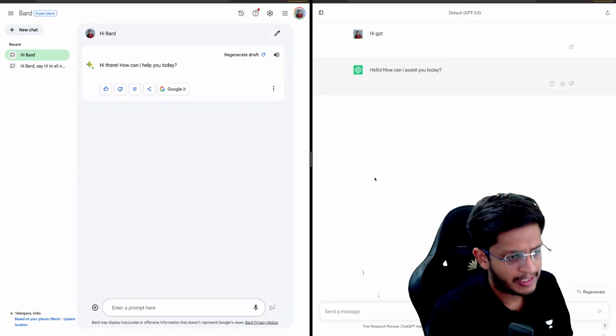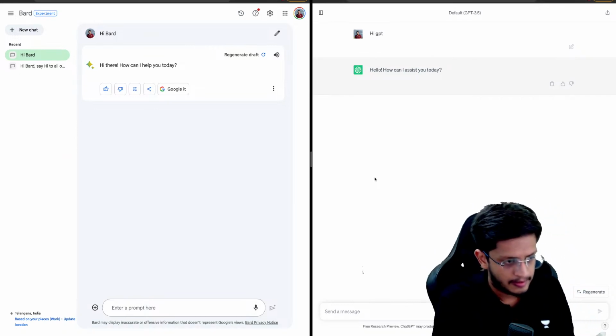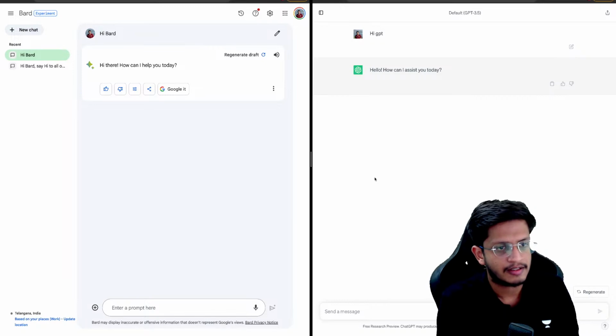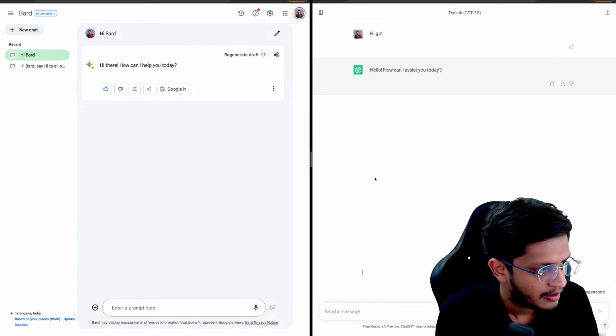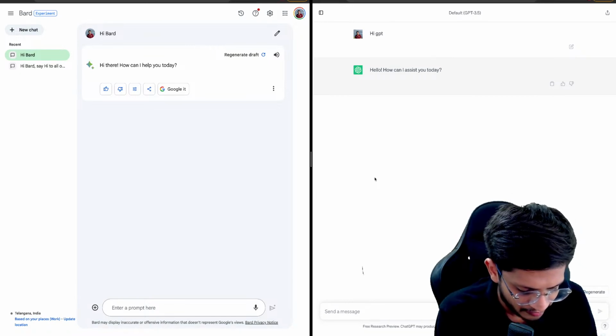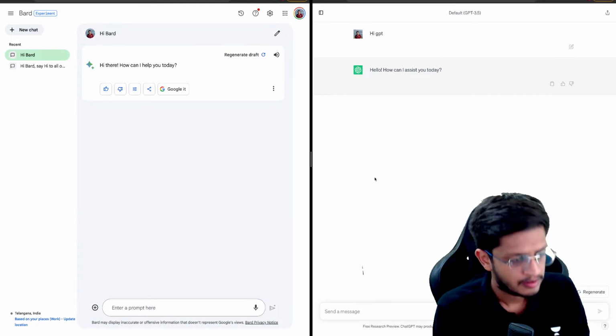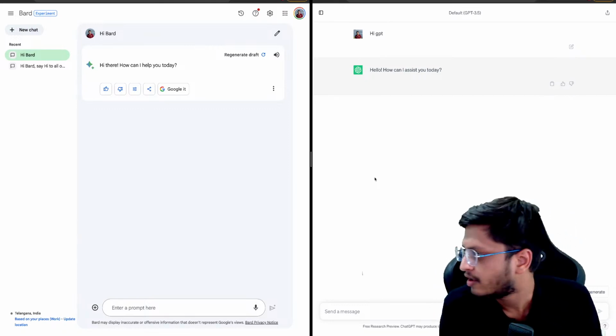So there are a variety of tasks in which you might be using these chat applications like Bard and ChatGPT. Generally, if you're a software programmer, then you might be using it a lot.